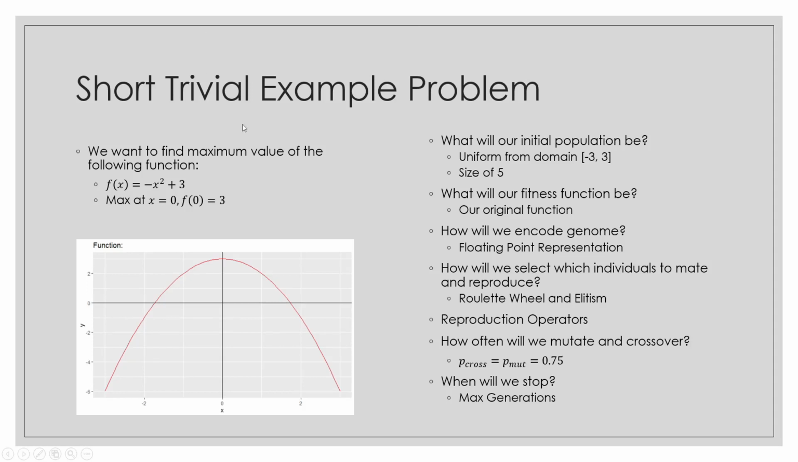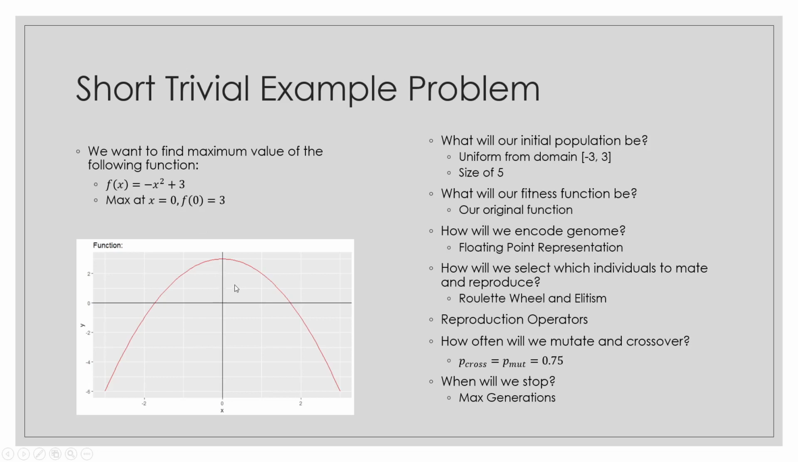We are given a simple function, negative x squared plus 3, and we want to maximize it, meaning we want to find the maximum. Well, we know from calculus that we can calculate the derivative and see the critical points where it equals 0. But visually, we can definitely see that the max occurs at 0, where f of 0 equals 3.